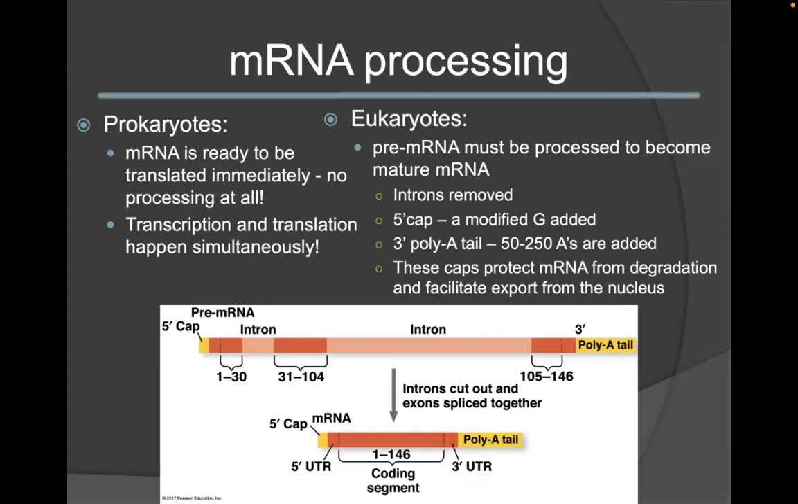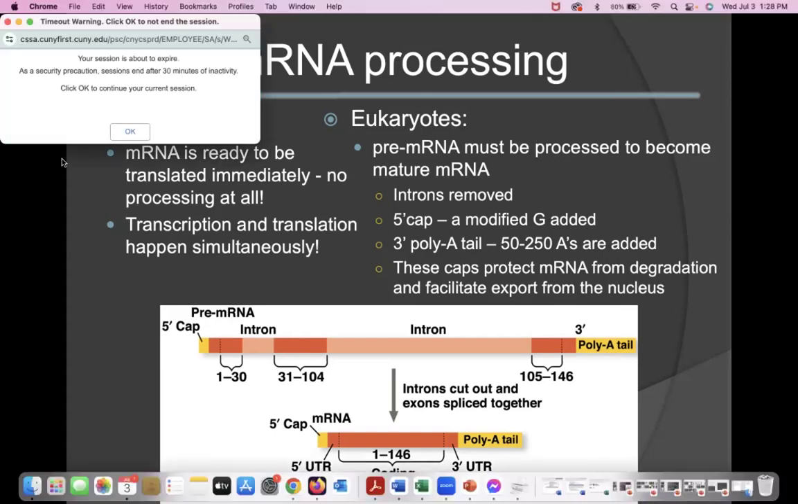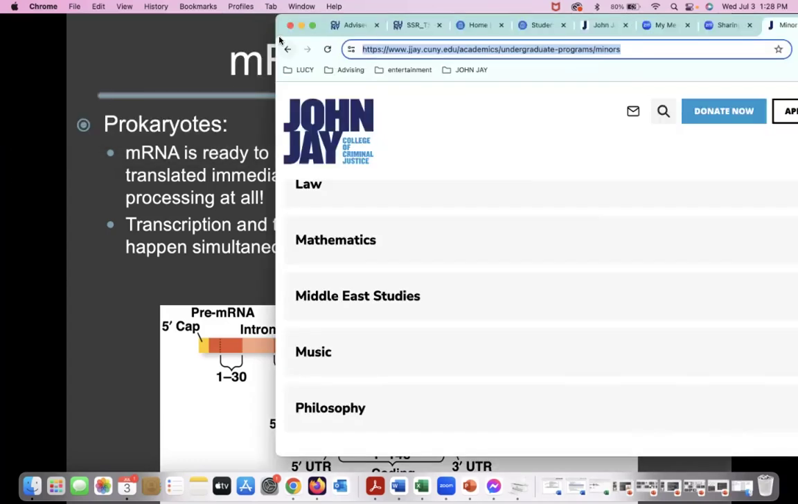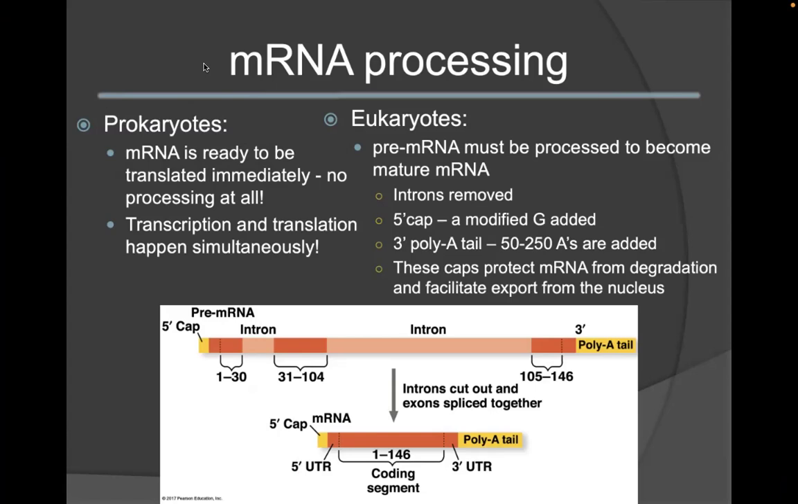In eukaryotic cells, though, we have a different story. The eukaryotic genome, as stated earlier, is much more complex than a prokaryotic genome. This means that the RNA that results from the transcription process needs to be processed in order to become a mature mRNA molecule. Part of that processing involves three important steps.